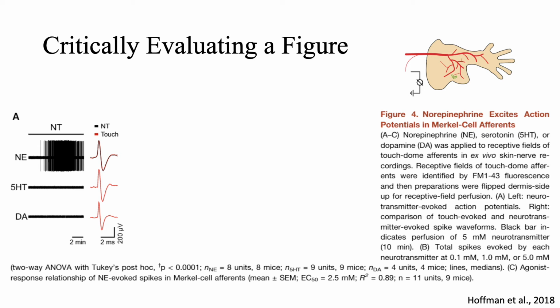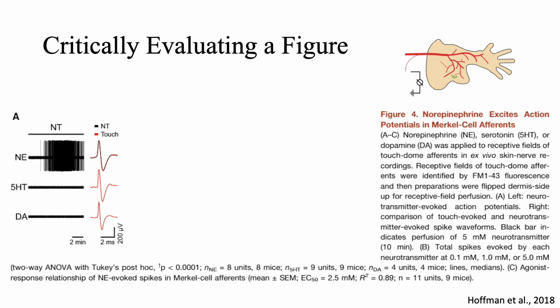In panel A, we are being presented with raw data, specifically an electrophysiology trace. I know from experience, but also from the figure legend, that these are traces of action potential firing. It seems like they recorded from these axons after they were treated with three different neurotransmitters: norepinephrine, serotonin, and dopamine. From this raw data, we can already appreciate that treatment with norepinephrine causes a dramatic increase in action potential firing.